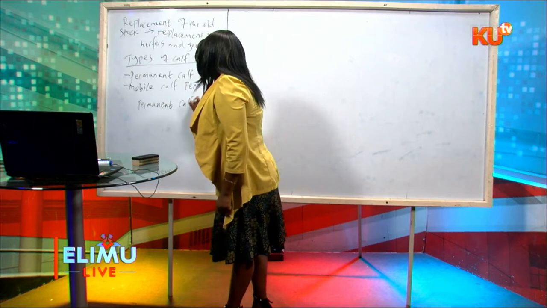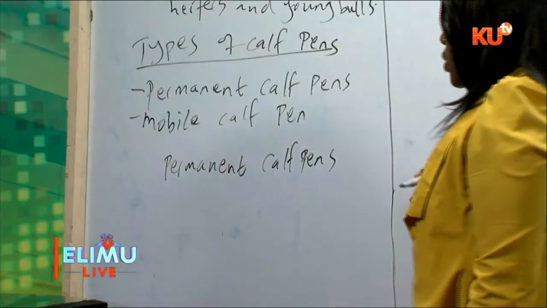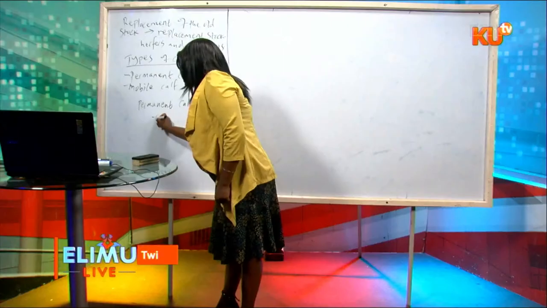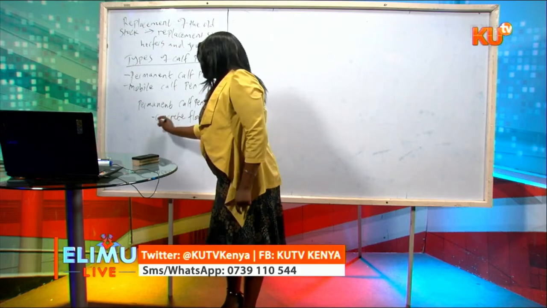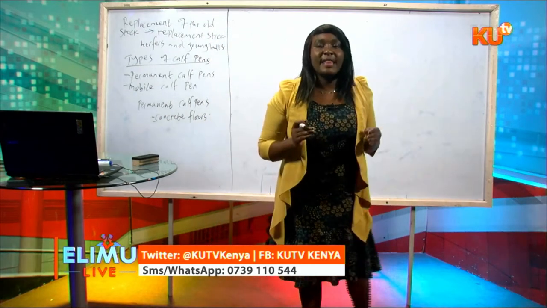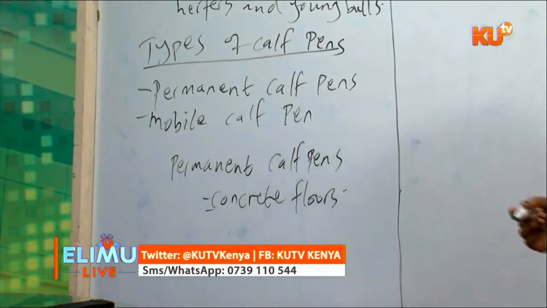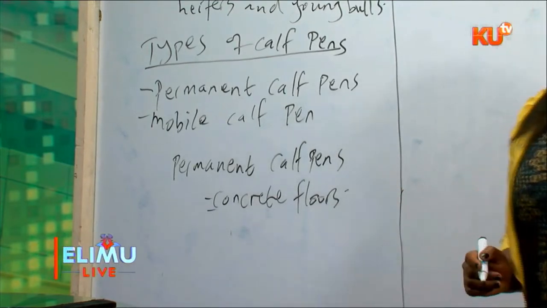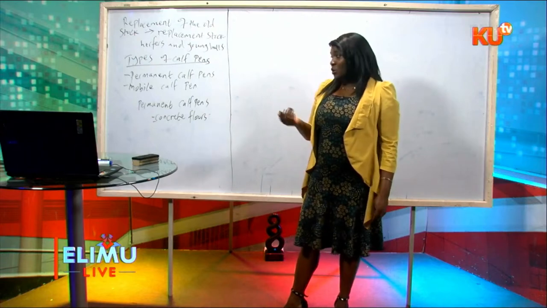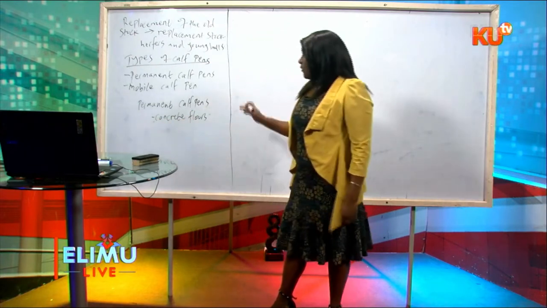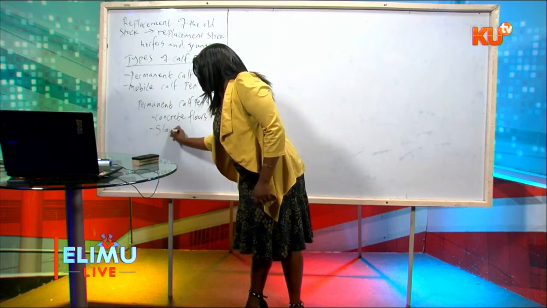Under the permanent calf pens, again, we have two categories. And the first category is the one that involves concrete, or rather it has concrete floors. A permanent calf pen that has concrete floors, meaning that the floor has concrete, and this means that it is easy to clean, and you can clean it easily and drain the dung and the urine to ensure that the place is always clean. So we have the concrete floors. We also have another permanent calf pen which has slated floors.